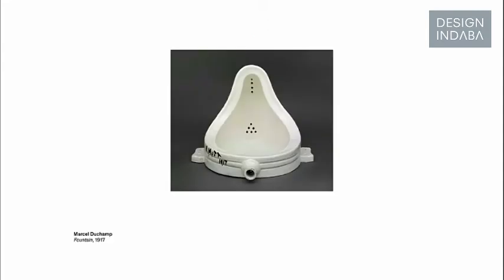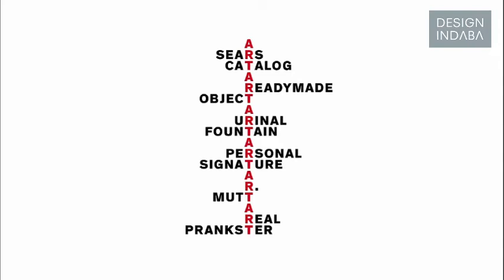Now, everyone knows the famous work where he put the toilet in the gallery, and the artist's selection of the work made the work. So in this situation, I love this comment Duchamp said, the only difference between art and architecture was the plumbing. I love that. Anyway, to the side. But the act of selecting something from a Sears catalogue, which is a ready-made object, a urinal fountain, he gave it a personal signature, which is a pseudonym, R. Mutt, and he was a bit of a prankster. So this is what he called assisted ready-mades.